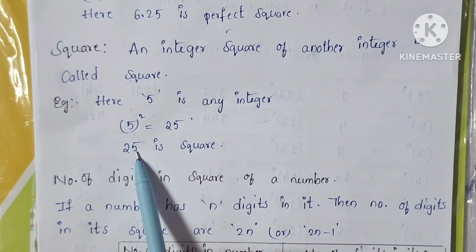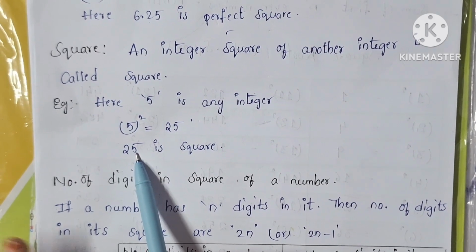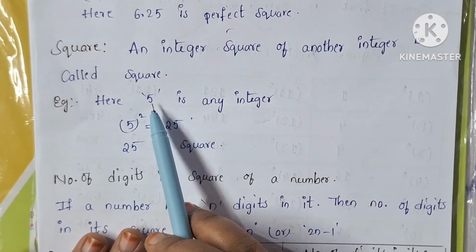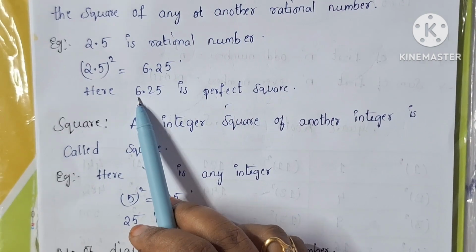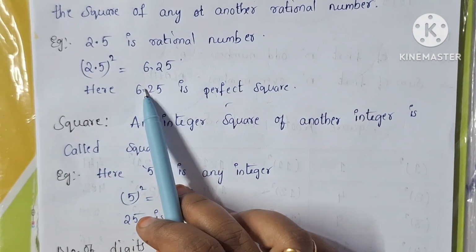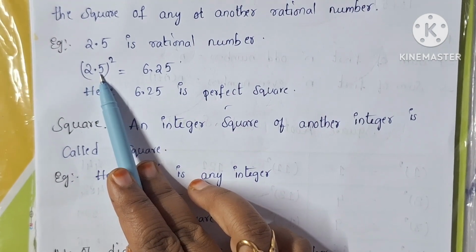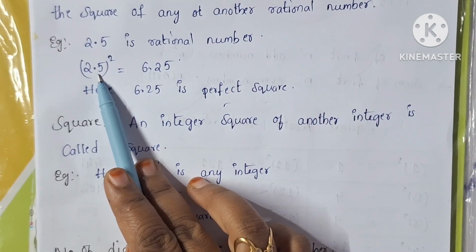Tell me whether 25 is a perfect square or not. Yes, 25 is a perfect square, because 5 is a rational number. Tell me whether 6.25 is a square or not. No. It is only a perfect square because 2.5 is not an integer. It is a rational number.